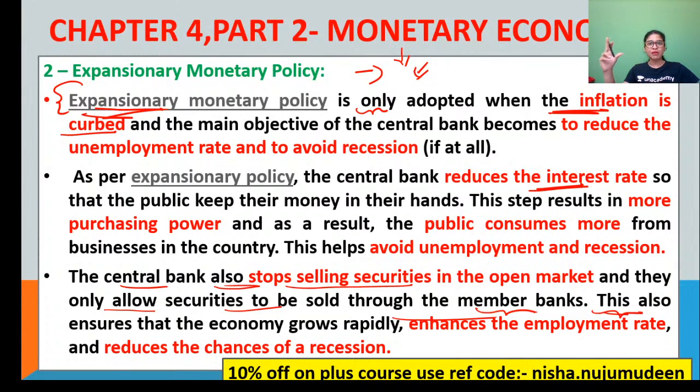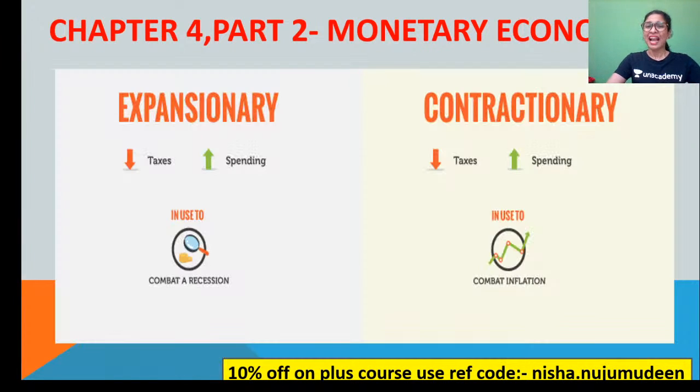So the living standard of people is decent. It can prevent them from poverty. At the end of the day, your growth and development, or your GDP per capita, also increases. And the chance of recession, that is slowing down of economic activity, decreases. This is how your expansionary monetary policy practically works in an economy. Clear? Any doubt regarding your expansionary and contraction policy? Please let me know. These are very, very important.